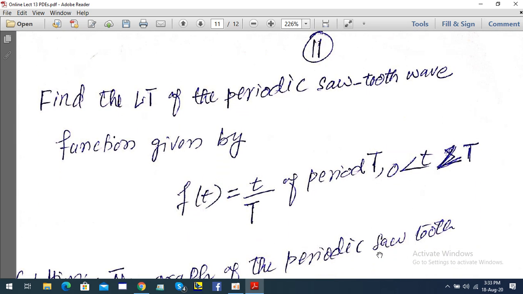So now we have an example. Find the Laplace transform of the periodic sawtooth wave function given by f of t equals t by T, of period T, where t is between 0 and T. This is a sawtooth. A saw is used to cut wood.